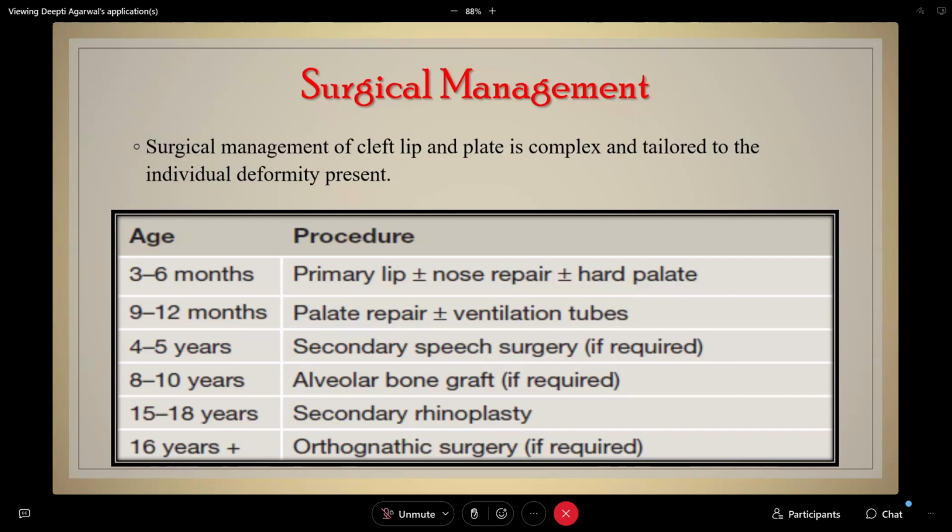That is primary lip repair along with repair of the nose and hard palate between 3 to 6 months. Between 9 to 12 months, the palate can be repaired. Secondary speech surgery, if required, has to be done between 4 to 5 years, and alveolar bone graft between 8 to 10 years. Secondary rhinoplasty is delayed, usually till the facial skeleton growth is completed by 15 years. So it has to be done between 15 to 18 years, and likewise any orthognathic surgery after 16 years only.